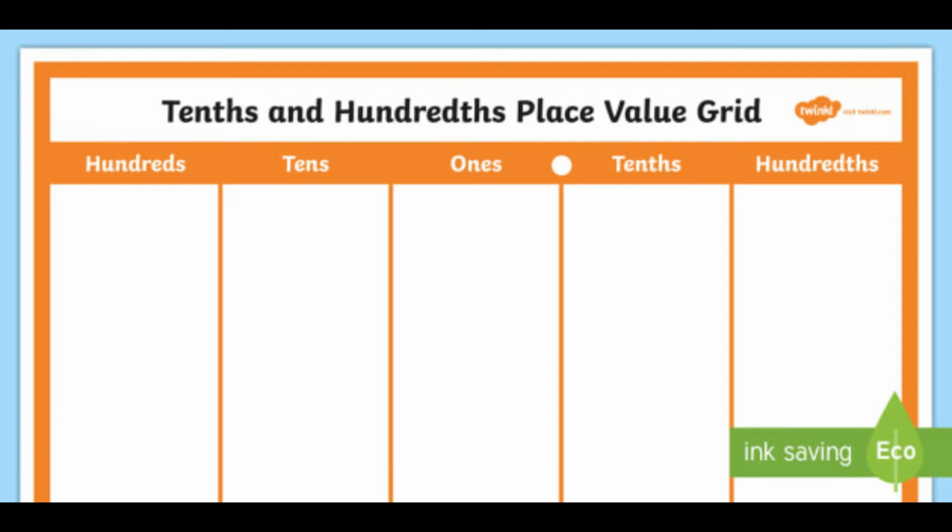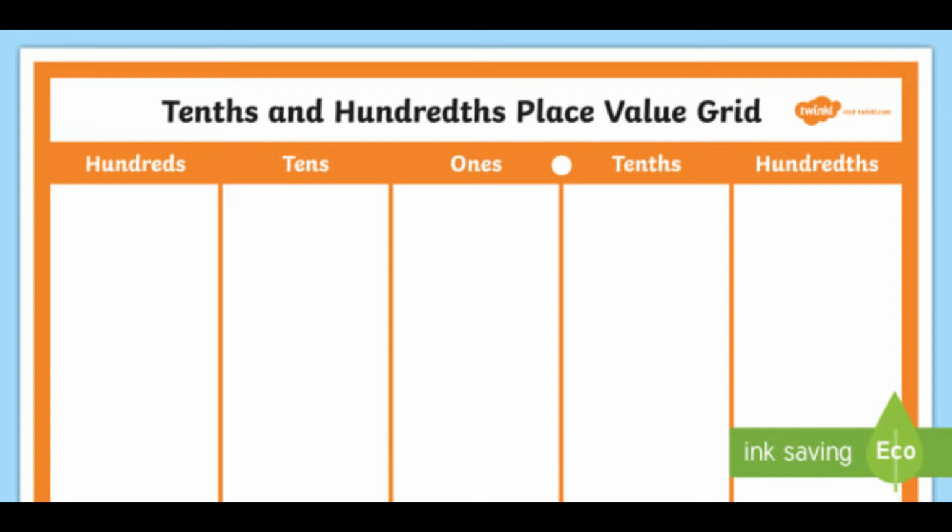Remember, as we move to the left, the value of the places gets bigger. In fact, it gets 10 times bigger each time we move to the left. That means when we move to the right, everything gets 10 times smaller. So the tenths are 10 times smaller than the ones place, and the hundredths are 10 times smaller than the tenths place. Now, with all of that in mind, we're going to do some work in the textbook.